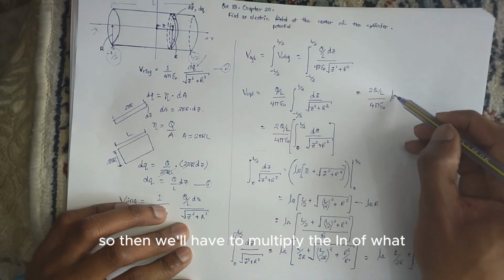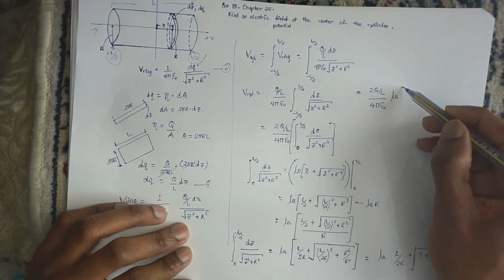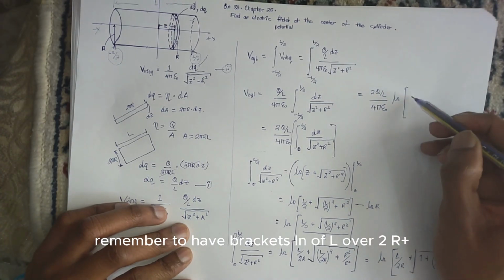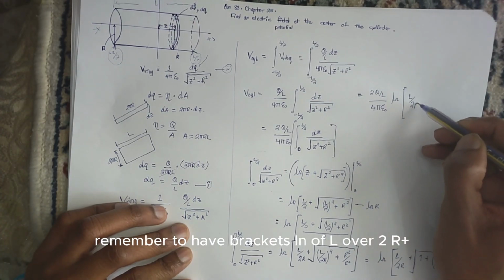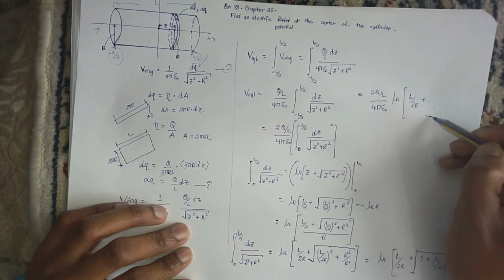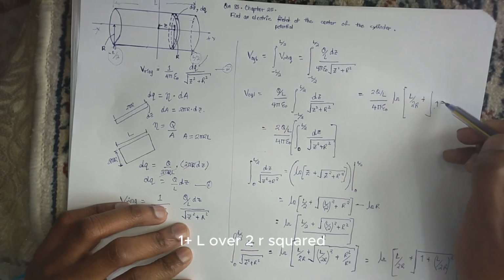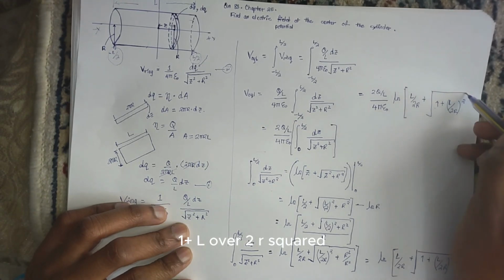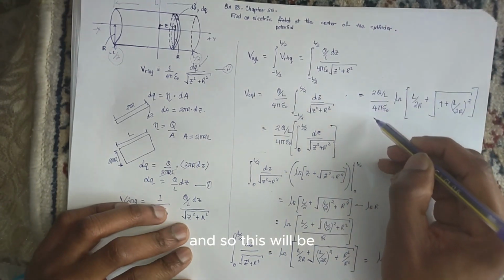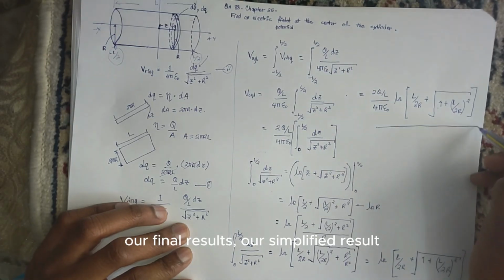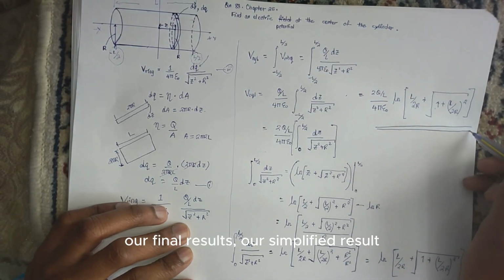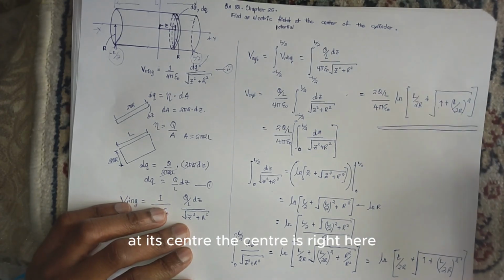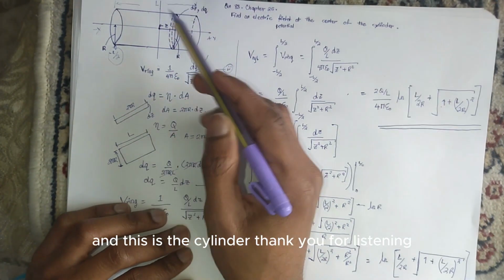So then we will have to multiply by ln of what? Remember to have brackets. Ln of L over 2R plus the square root of 1 plus L over 2R squared. And so this will be our final result, our simplified result. That will be the electric potential of the cylinder at its center. The center is right here, and this is the cylinder.